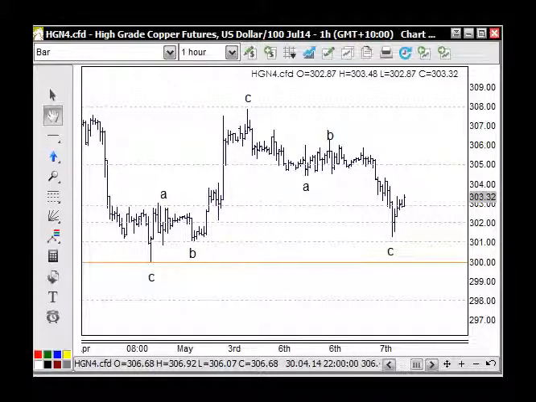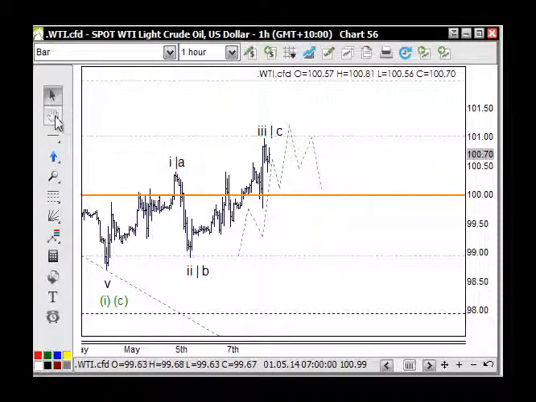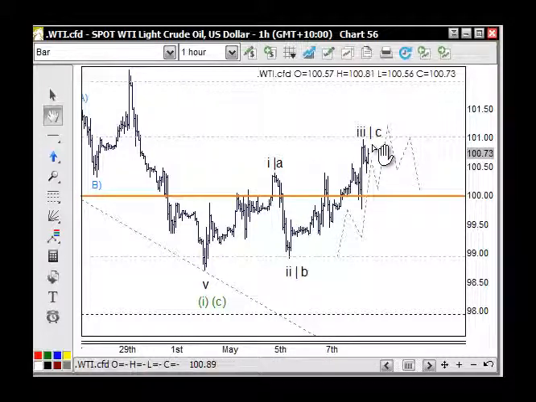The oil market is in the kind of the same boat really too, because from this low here, we're looking at a possible 3-wave corrective swing here in terms of the A wave, the B wave, and the C wave here, and that could be ending just here as such. So this is what we were looking for yesterday. So we'll be looking for a bit of a retest back into 100 here.